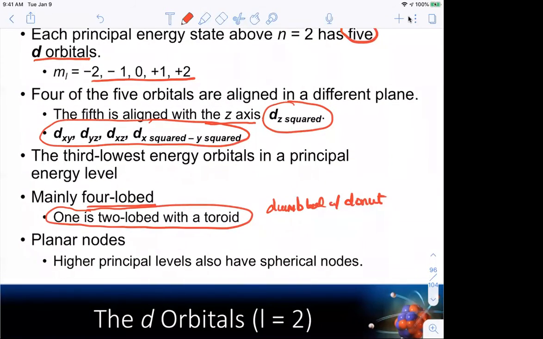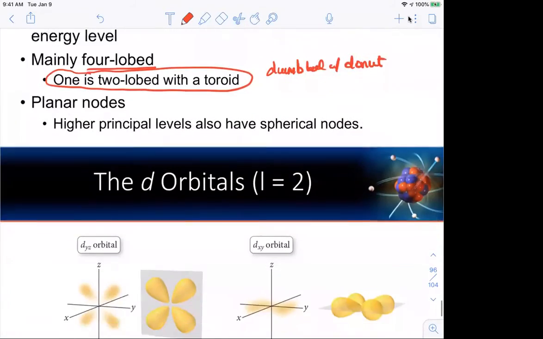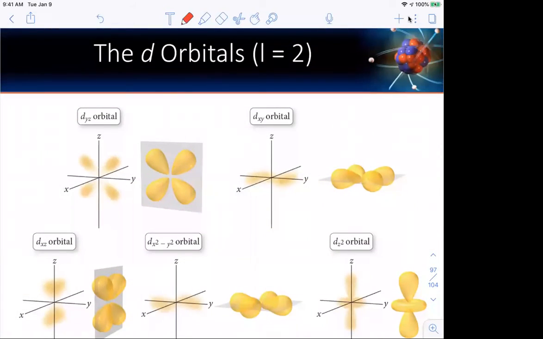Higher principal energy levels also have spherical nodes. So this is what they look like, kind of like a clover leaf. Notice this orbital is found in the YZ plane. The orbital isn't aligned directly with the axis, but it's pointing out in this direction, and it is in the plane defined by the Y and the Z axes. Here I have the plane that's found along the X and the Y axes, and then here I have this XZ.